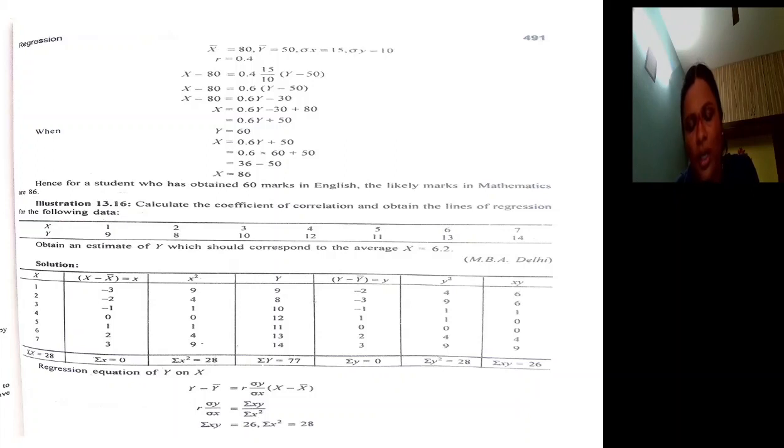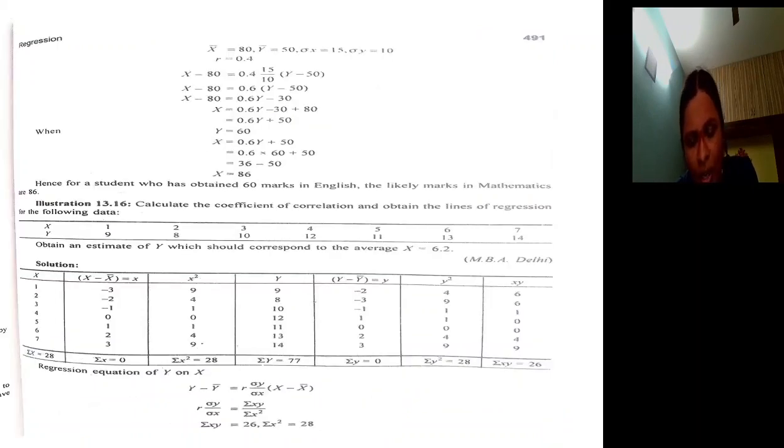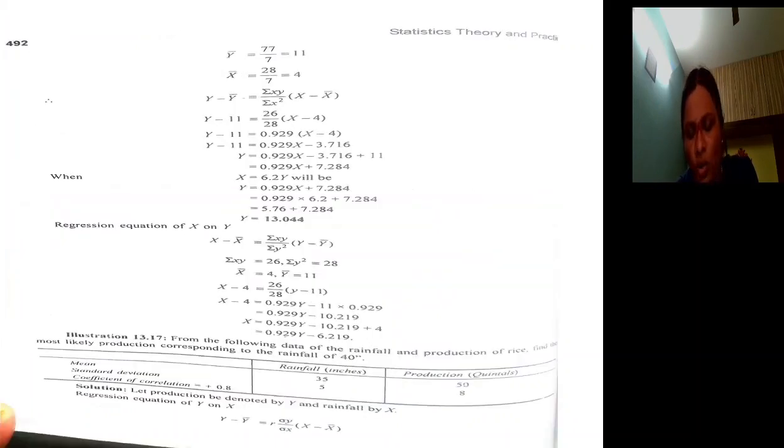So when we simplify, having known x minus x bar into y minus y bar, that sum is 26, and x minus x bar square is 28, we will arrive at what is that, bxy. So bxy will become how much? So listen, bxy will become 26 by 28. So now 26 by 28 is nothing but 0.929. byx, not bxy. byx is equal to 0.929.